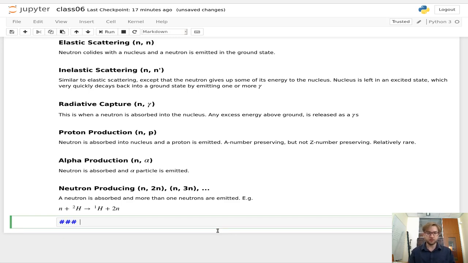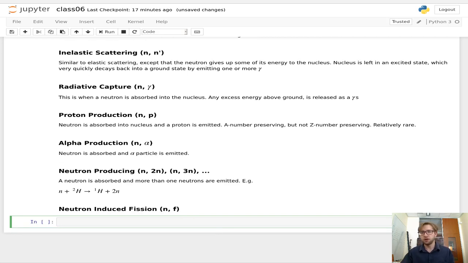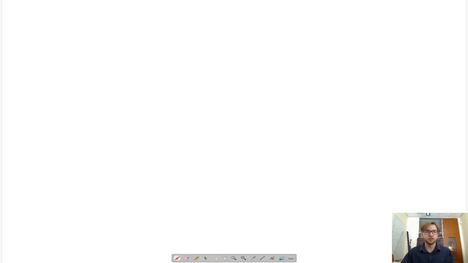So, moving right along is what we'll call neutron induced fission. And this is abbreviated as NF. So you might recall from our discussion of spontaneous fission, right? The word fission means to break or to split or to cut. And so it's when the atom itself is split into multiple pieces.